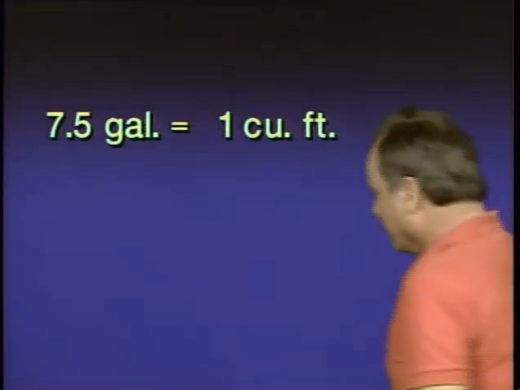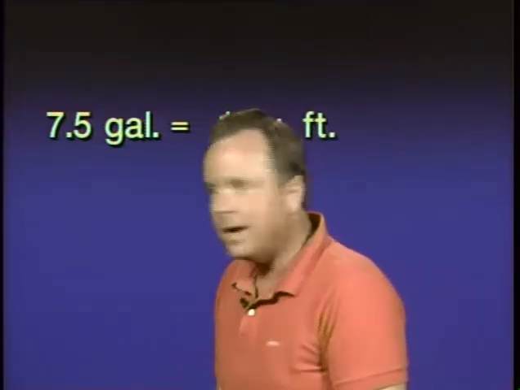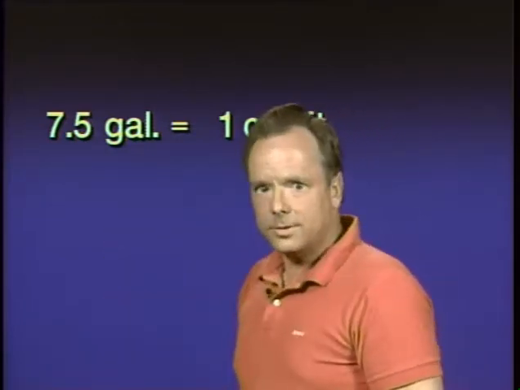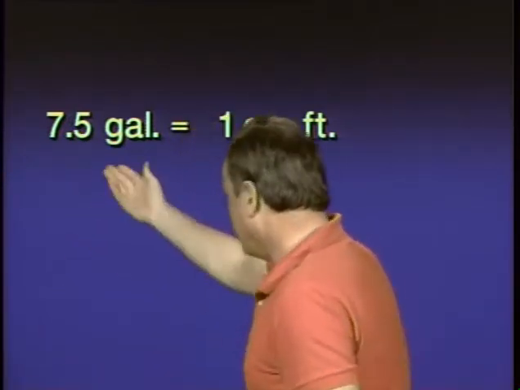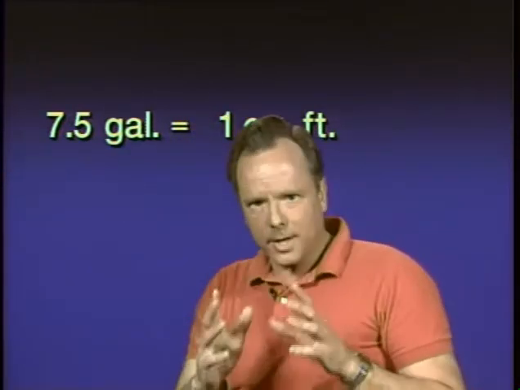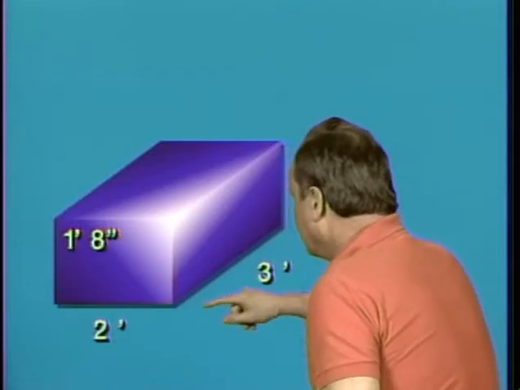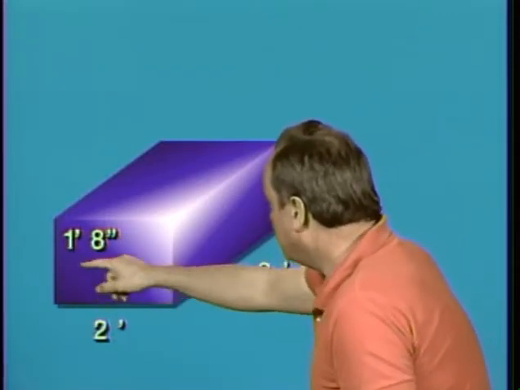Now, here's another number that I think will make things easy for you on the test, and that is if you know that 1 cubic foot is equal to 7.5 gallons, and you want to know how many gallons a tank will hold, all you have to do is find out how many cubic feet are in that tank, and multiply it times 7.5 gallons. Let's take a look at some numbers, the way the FAA is going to give them to you on the test. They're going to give you a tank that has dimensions of 2 feet by 3 feet by 1 foot, 8 inches. Now, let's keep all the dimensions in feet instead of going to inches, and we'll make things simpler.